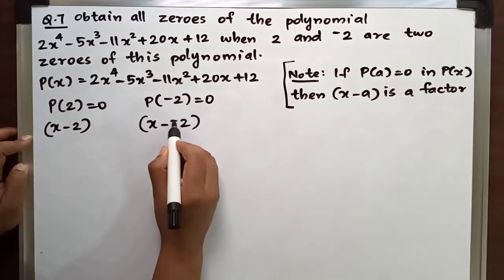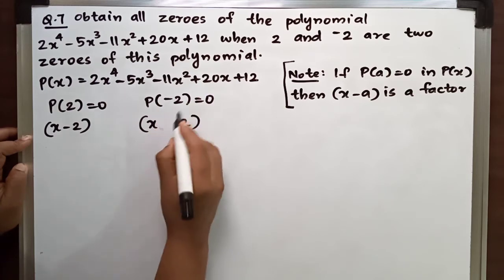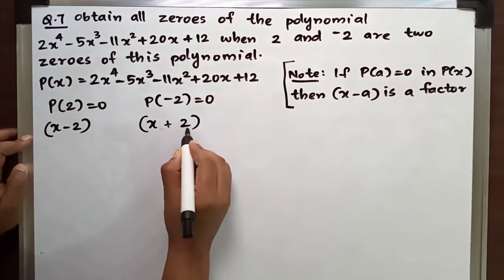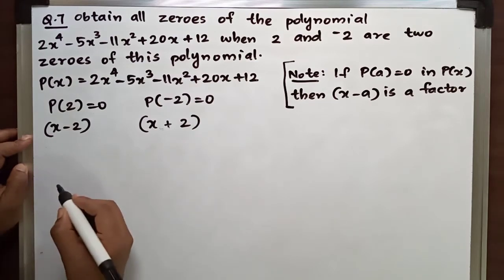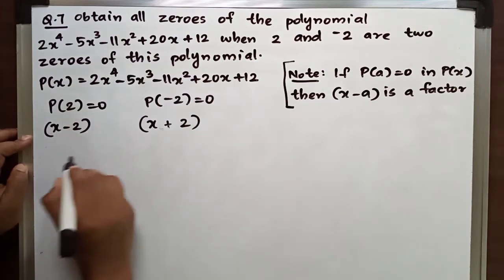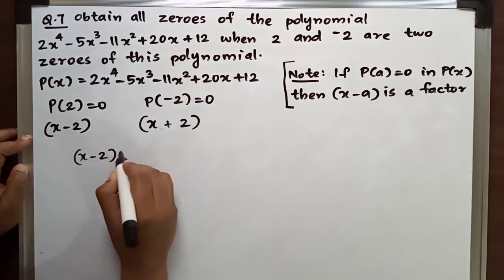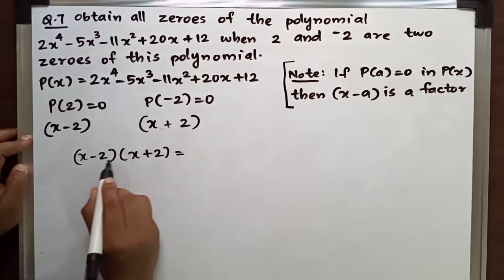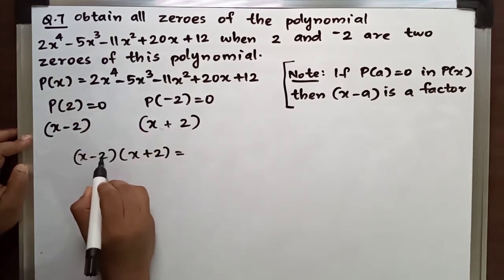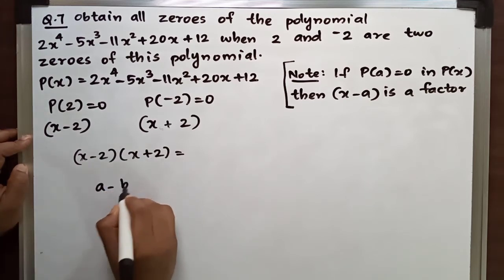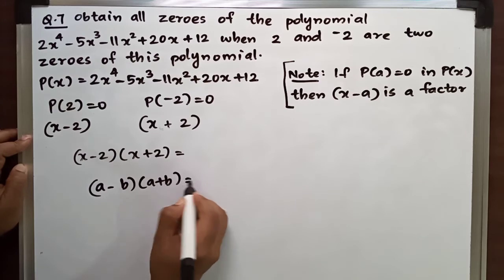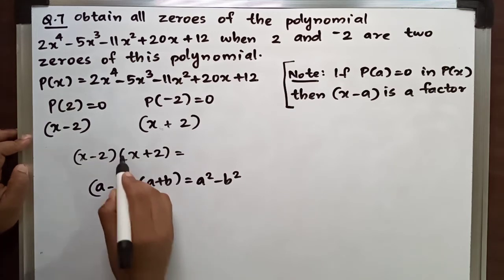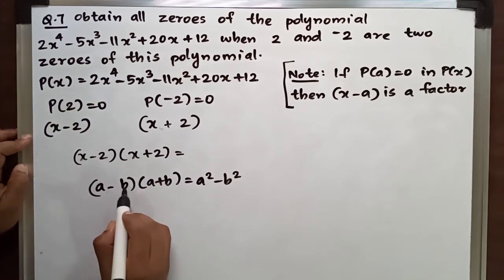X minus of minus 2, see, two negatives are coming together, means it is positive. So x plus 2 is a factor. X minus 2 and x plus 2 are two factors of this polynomial. Now x minus 2 into x plus 2, what is that? We are finding out the multiplication of two factors of this polynomial. We have learned a minus b into a plus b. What is this? This is an identity, a square minus b square, right? We have learned it. So let us relate it to this. Here in place of a we have x and in place of b we have 2.